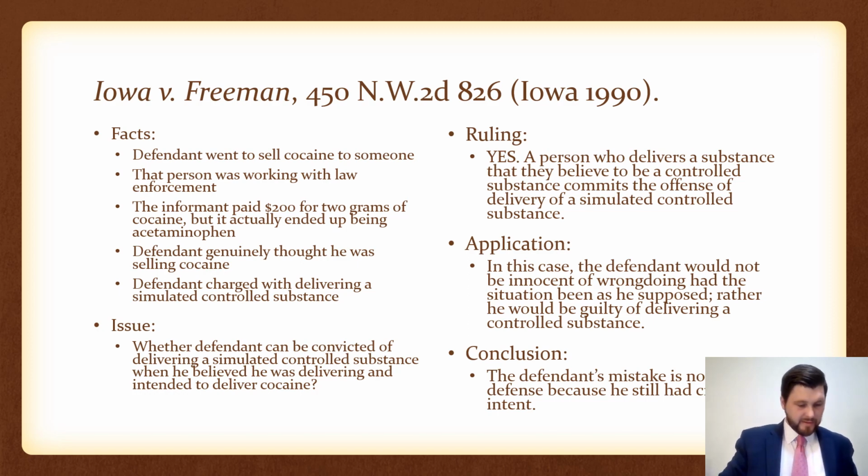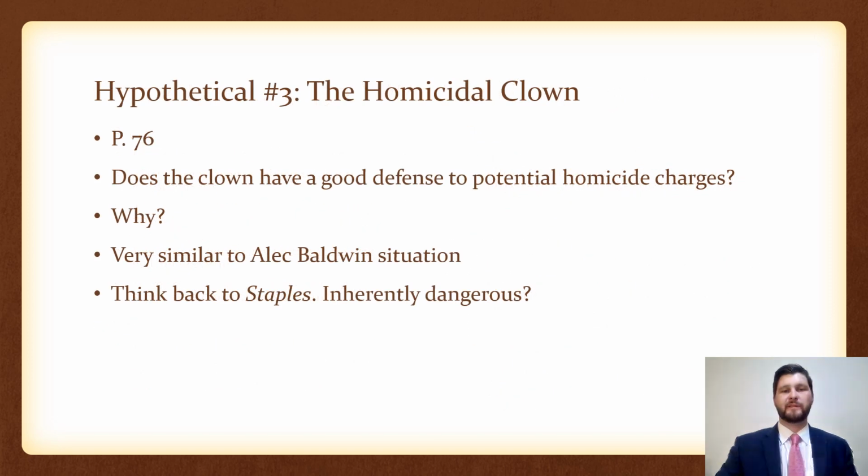Look here. That brings us to hypothetical number 3. We have our homicidal clown. This is on page 76. If you read this, it asks, as part of a circus act, a clown is supposed to point a gun loaded with blanks at another clown and pull the trigger. One day, unbeknownst to the clown who pulled the trigger, the gun was loaded with real bullets. When he pulled the trigger, he shot and killed the other clown. Does the clown have a good defense to potential homicide charges, and why?